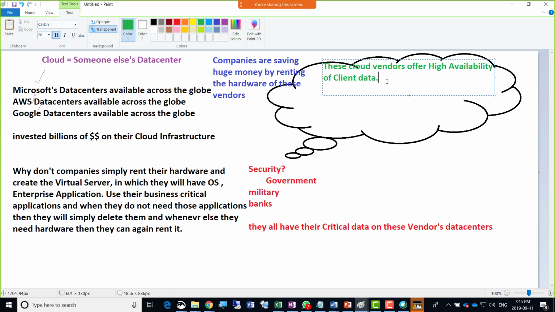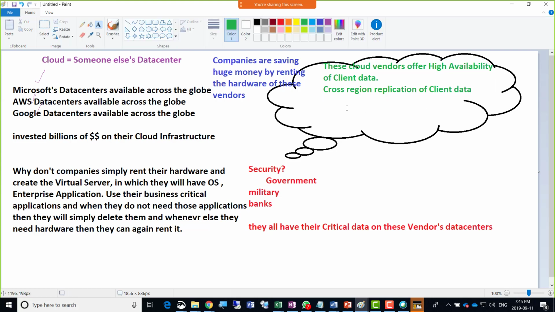So they offer that. And then there is replication of data, cross region replication of client data, right? So what does that mean? If the client is in North Virginia, or in North American data centers, if their data is in North American data centers, they will offer that, if the company says, hey, AWS, my main offices are in North Virginia, but my clients are in Europe as well.